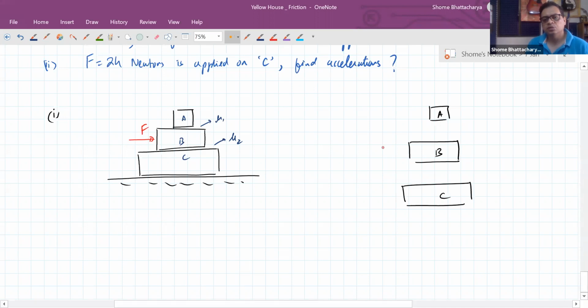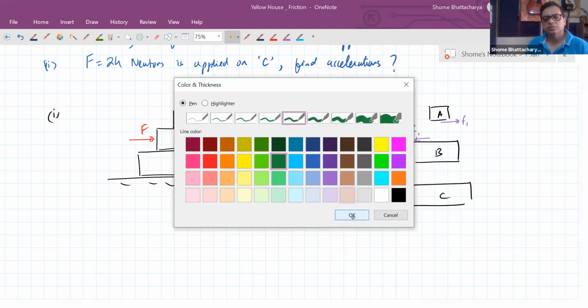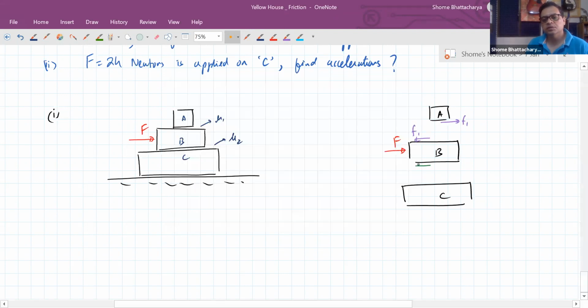What is happening is the moment we apply this external force on the block B, the friction between A and B tries to oppose the slipping. So it acts like this. And again, the friction between B and C also opposes slipping. So it acts like this.